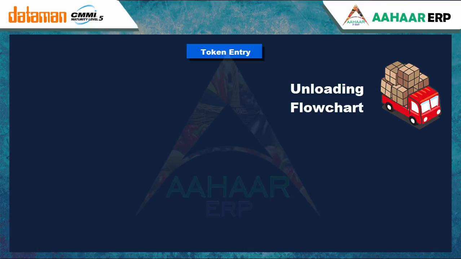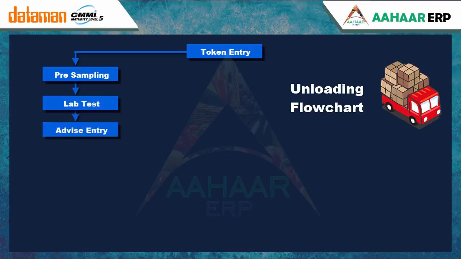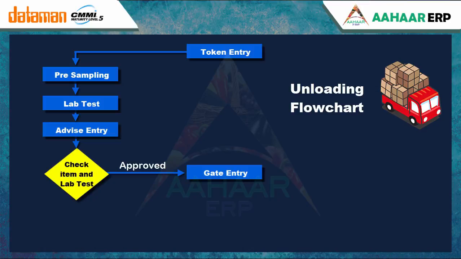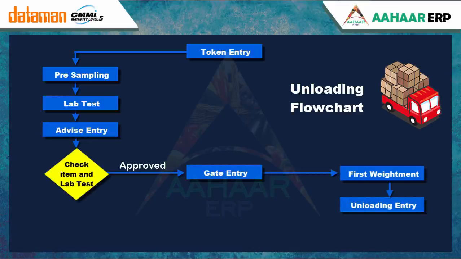First we do token entry, then pre-sampling entry, lab test, advice entry. After lab test, if the report is approved, then we do gate entry. Then we do first weighment entry. Unload the truck through unloading entry.